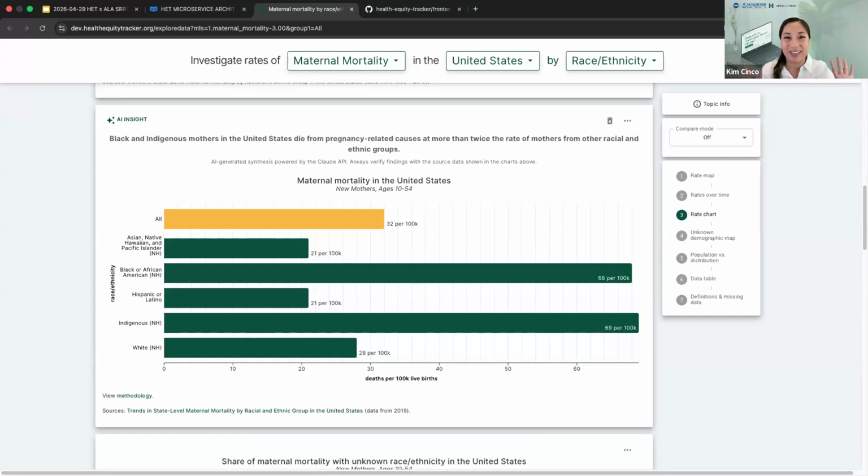It just makes me really excited about ways that we can keep iterating on the tracker and make it more user friendly. If anyone has any suggestions, we are so open to hearing from community peeps. Just email us. I sent it in the chat.